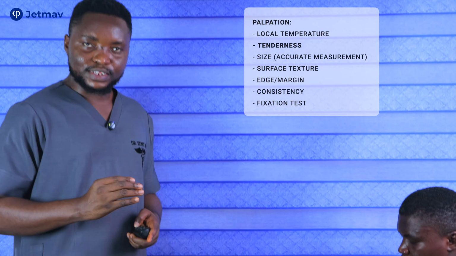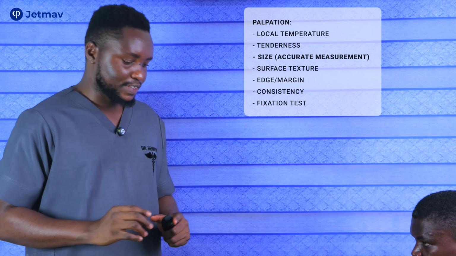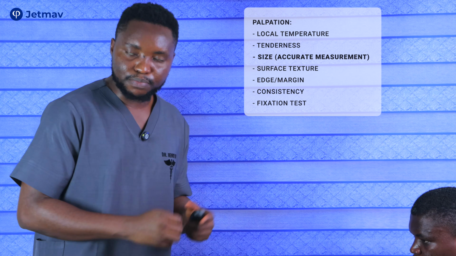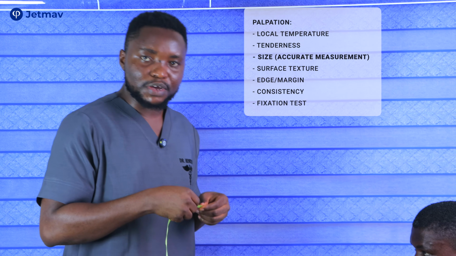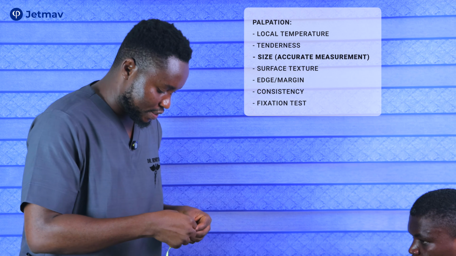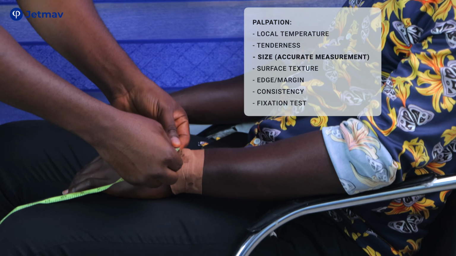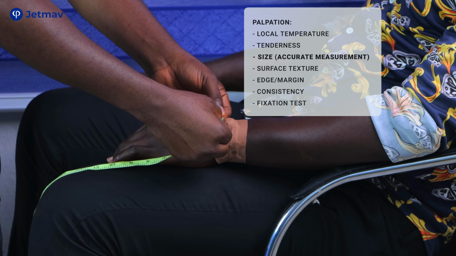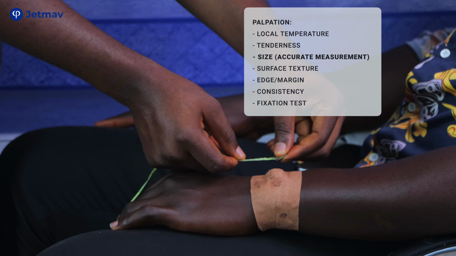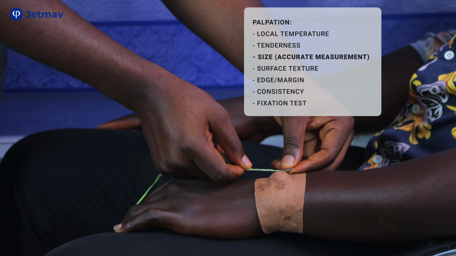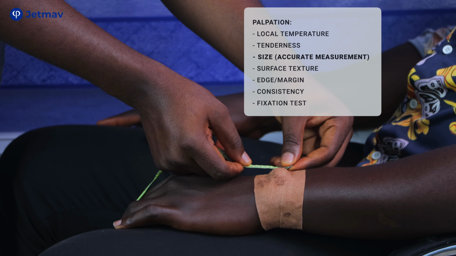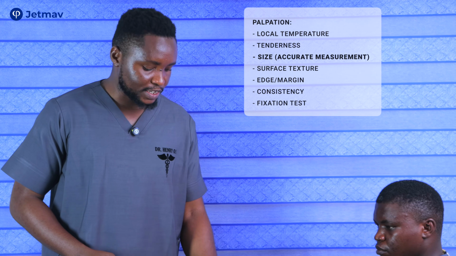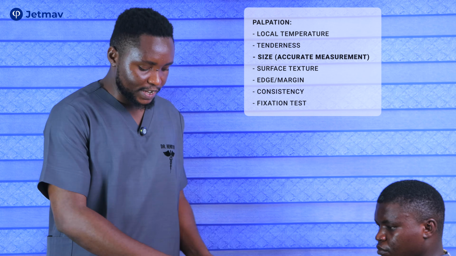mass. So when you are done with the tenderness, the next one you're going to check is the size, where you are going to accurately measure the size of the mass using your tape. So you're going to measure in 2 dimensions at least. So for this mass, you're going to measure. So this mass measures 4 cm by 2 cm for the length and the width.